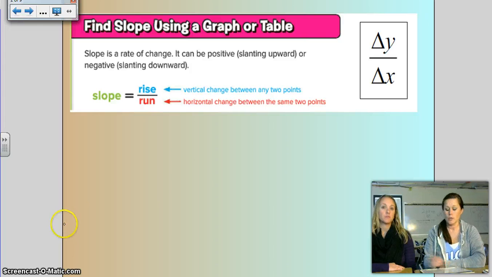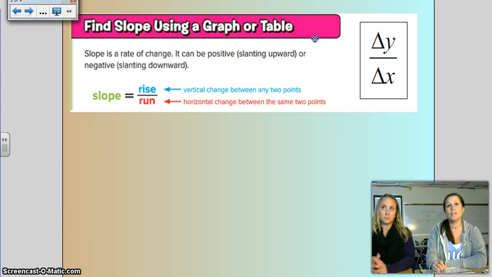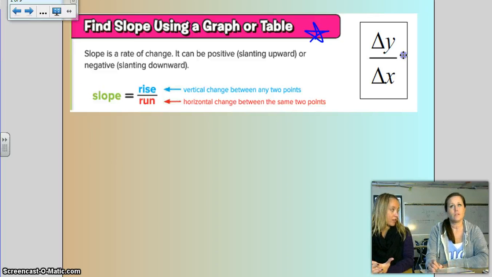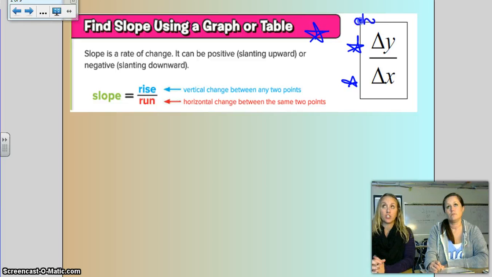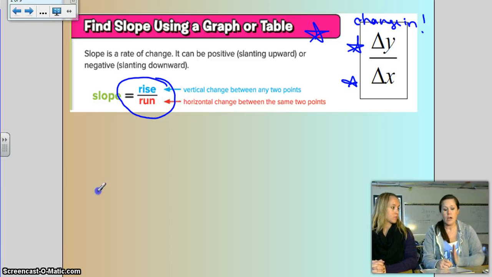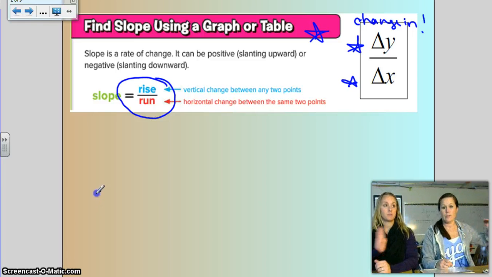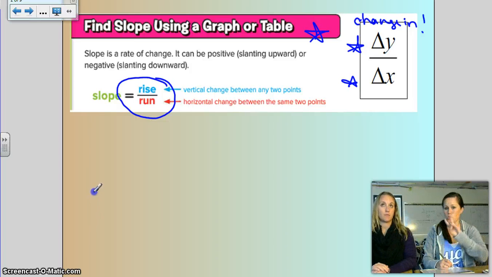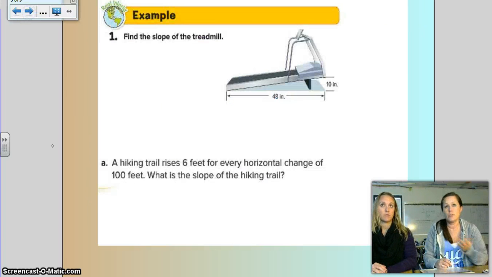Okay, so here we are, finding slope using a table or a graph. We've talked about this before. It's change in y over change in x. So that's the triangle, the delta symbol. Change in y over change in x can also be interpreted as rise over run. So you're going to see how much it goes up and down and how much it goes side to side between 2 points on a graph, or between two things that you know.